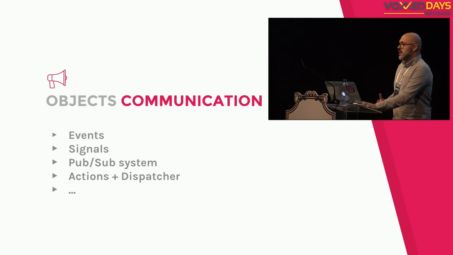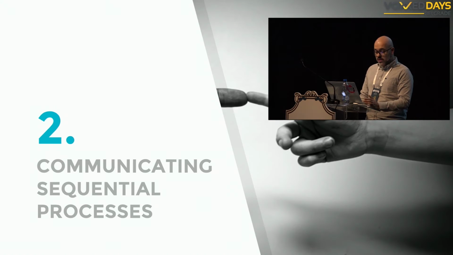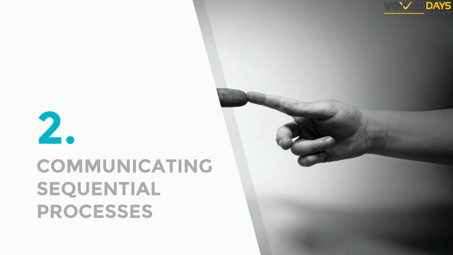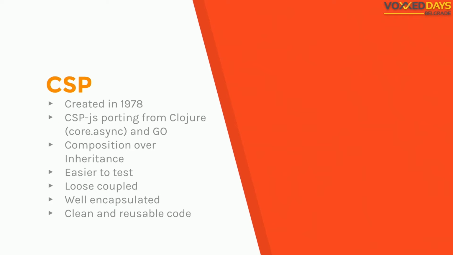Usually when we work with this architecture, we have several ways to communicate together, and we can use events, we can use signals, we can use a pub/sub system, we can use, like in Flux, actions and a dispatcher. There are several ways. I would like to introduce you to two other ways today. One is communicating sequential processes, and the other one is the reactive programming way through model view intent, through observables, precisely. So communicating sequential processes is not something new. It was created in 1978, so it's pretty old, right?